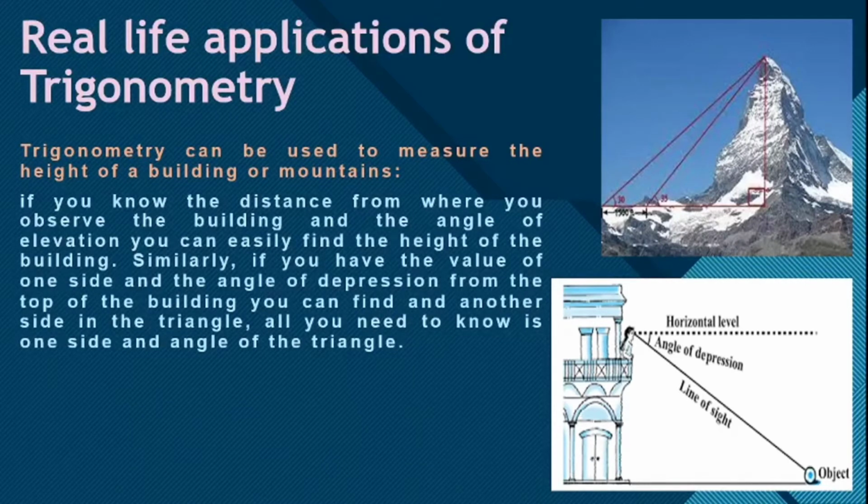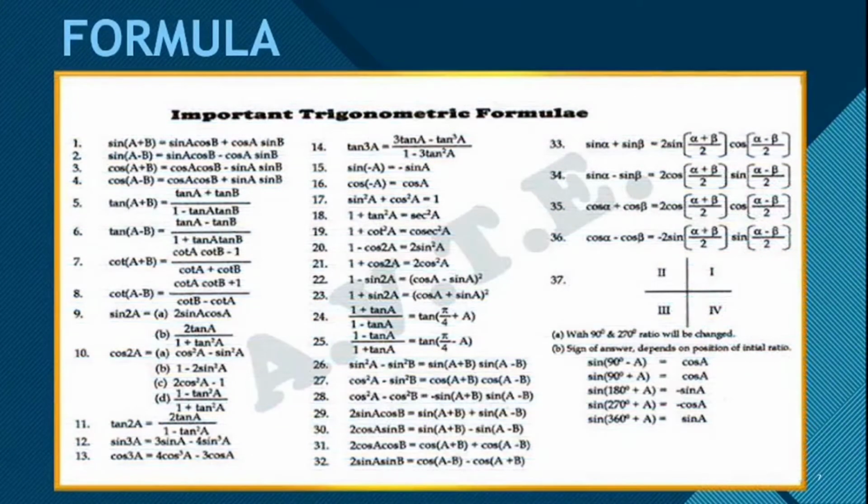As you can see, on the right of the picture is the calculation of how to find the height of the mountain using trigonometry. The formula: there are many types of formula that trigonometry uses to find the value. As you can see, there are almost about 40 formulas that you can use to calculate the value in trigonometry. But let's just go.